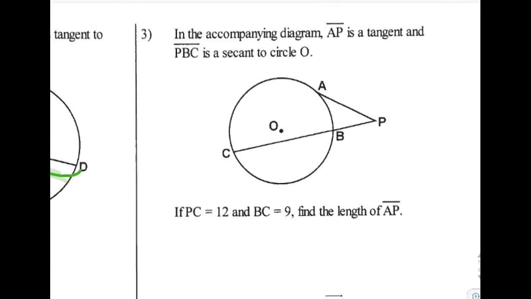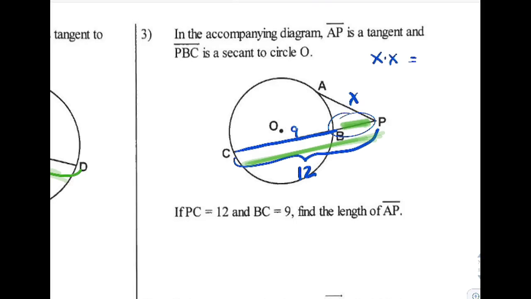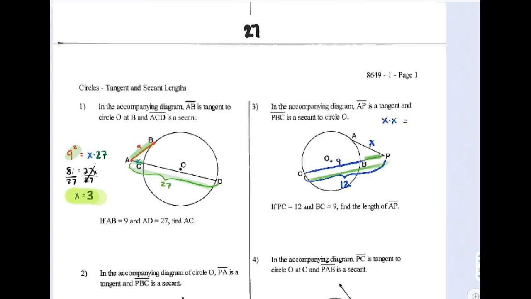Number 3, PC. The entire PC is 12, and just BC is 9. Find the length of AP. So remember, the outside part times the whole thing equals the outside part times the whole thing. So you have to figure out what that outside part is by subtraction. Take it from there.